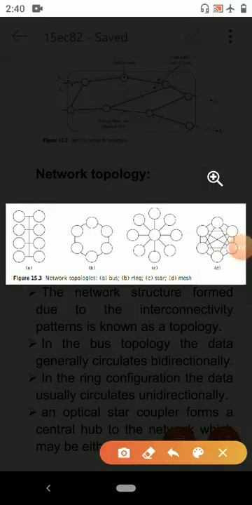Next, mesh topology. The ring and star topologies are combined in the mesh configuration to provide interconnections among the network nodes. It is referred to as full mesh when each network node is interconnected with all nodes in the network. Therefore, the full mesh configuration provides more interconnectivity than the other three topologies.